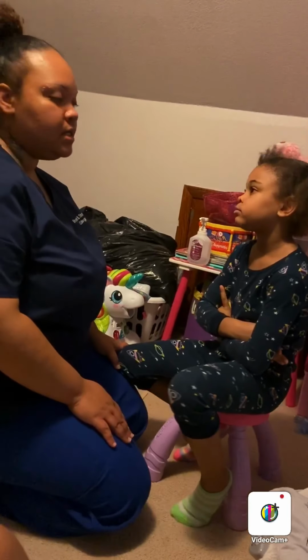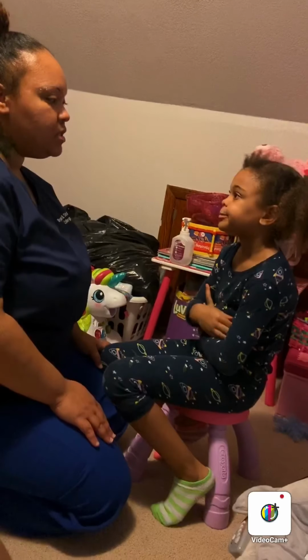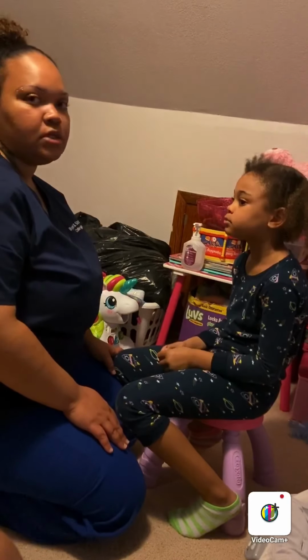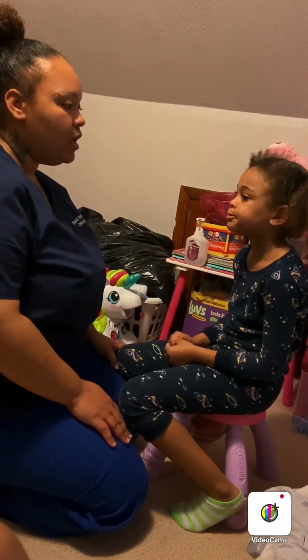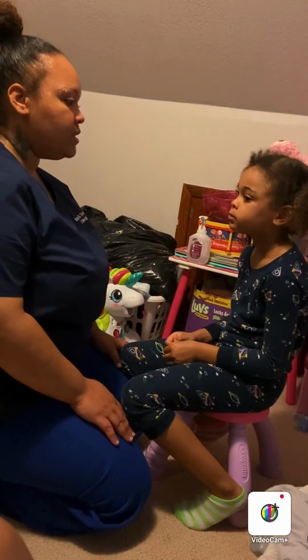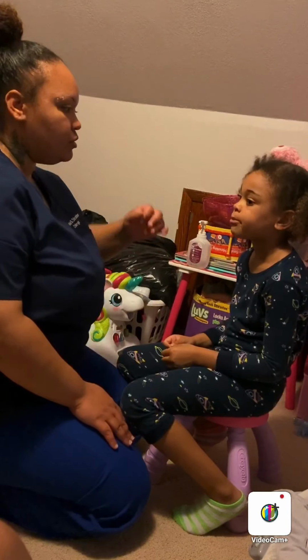Next, I am going to inspect the nose, the external nose. I'm going to look to see if there's any redness, inflammation, irritation, any sores, swelling, anything like that. And then I am going to check for patency. So I'm going to ask the patient to cover up one nostril like this.